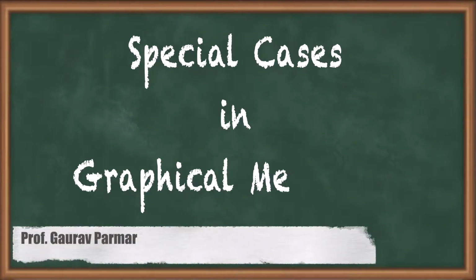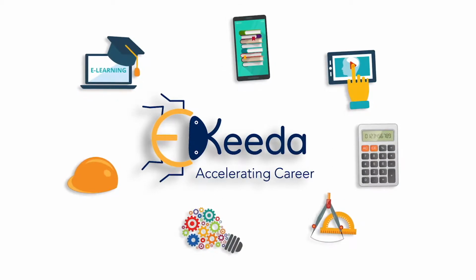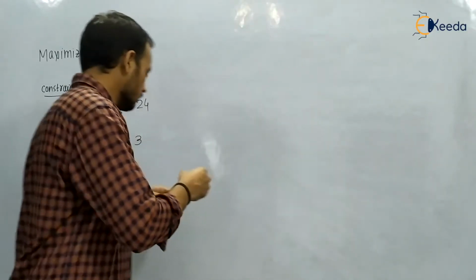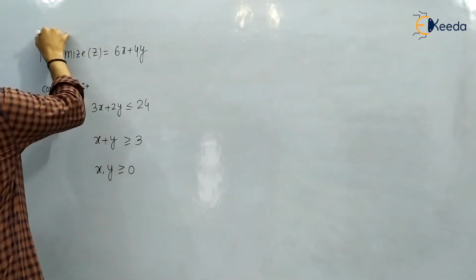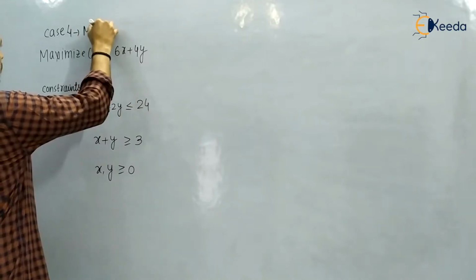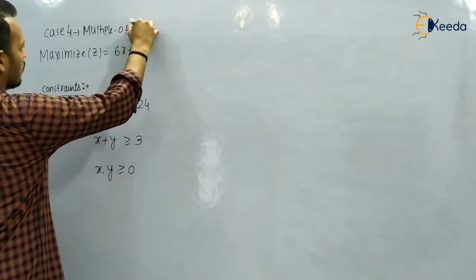Hello friends, in this lecture we will see our fourth and last case in the graphical method. Our last case is multiple optimal solution. So we have got our case number 4, that is multiple optimal solution.